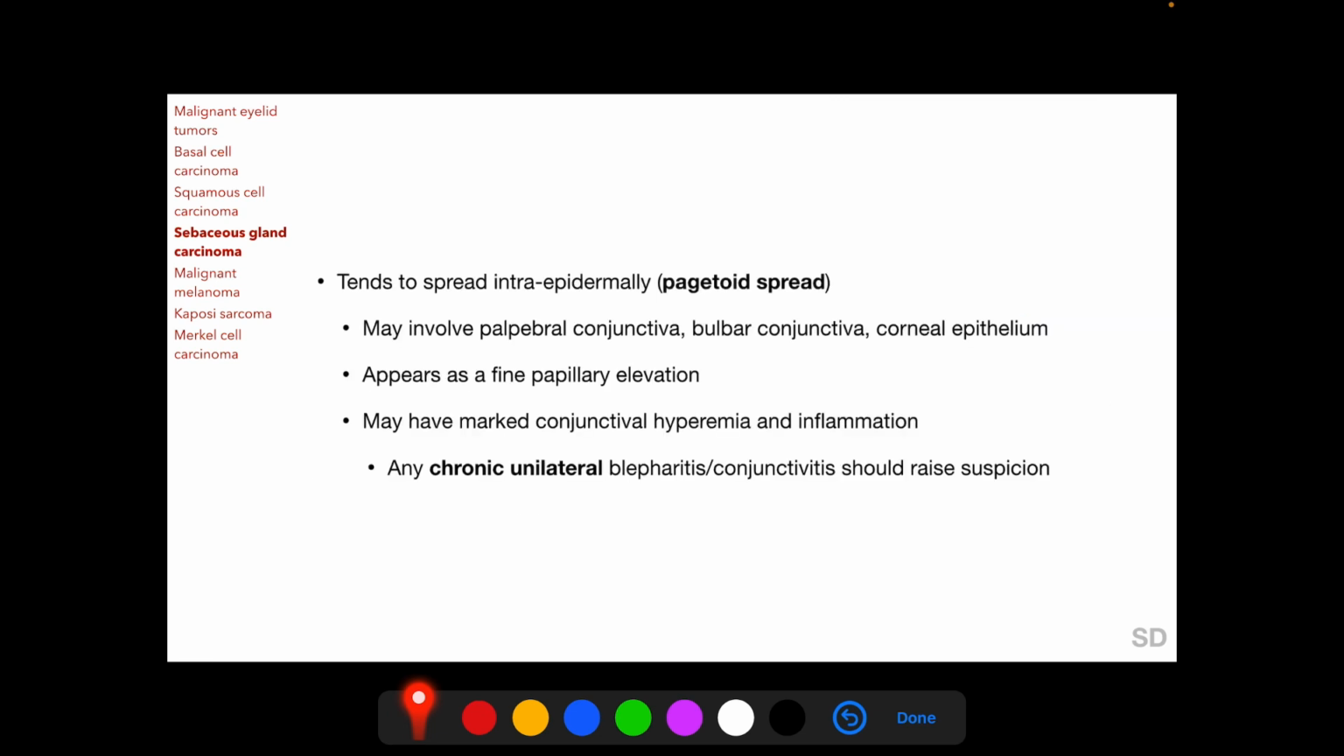Sebaceous gland carcinoma tends to spread intraepidermally, called pagetoid spread, which is a characteristic of sebaceous gland carcinoma. And this pagetoid spread may involve palpebral conjunctiva, bulbar conjunctiva and the corneal epithelium, and appears as a fine papillary elevation. Pagetoid spread can also be associated with marked conjunctival hyperemia and inflammation. So any chronic unilateral blepharitis or conjunctivitis should raise suspicion of a sebaceous gland carcinoma with pagetoid spread.